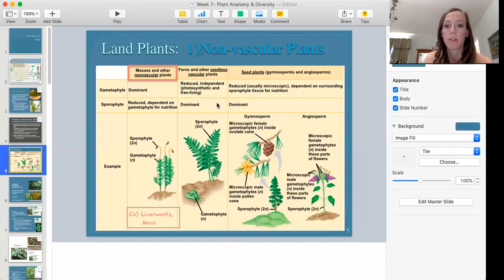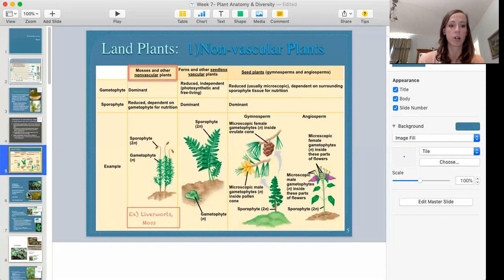That has now completely reversed as we get to seed plants, where now the sporophyte is dominant and the gametophyte is dependent on the sporophyte for survival and continuation of the species. Okay, so I just want to give you an overview of that before we move on.